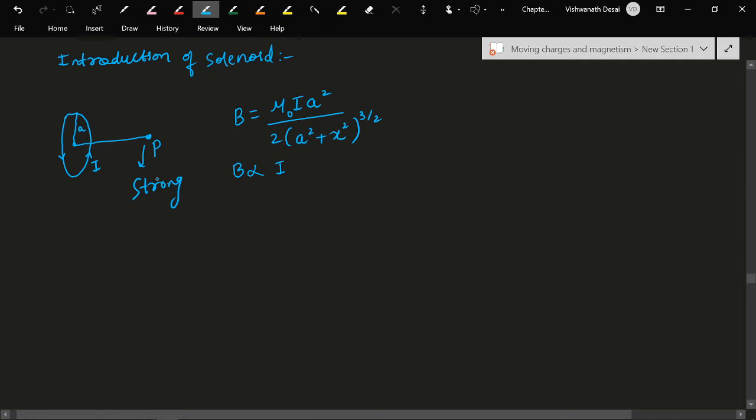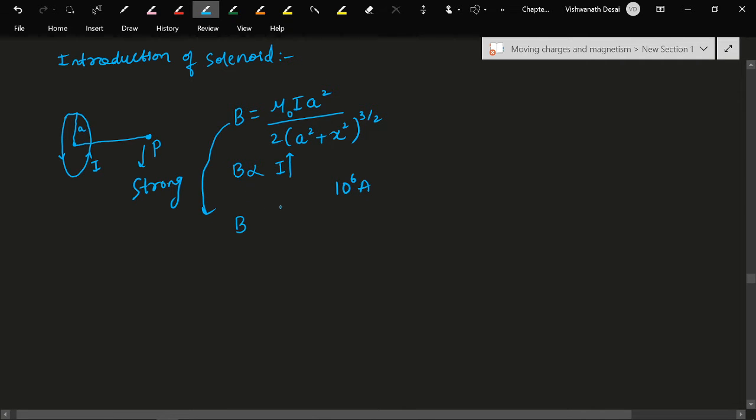For that, what do we need to do? We need to increase the current. Very high current we are going to pass, of the order of mega amps. Maybe if it is possible to supply a current of mega amp, around 10 to the power 6 amps, do you get a very high magnetic field at point P? Let us check it.